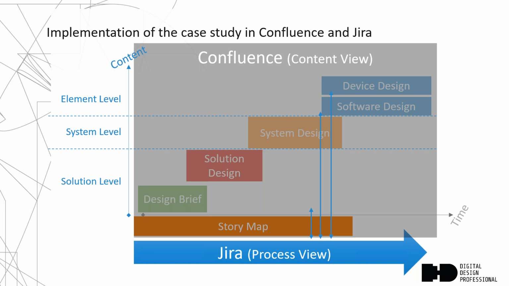Here we have the mapping, where we use the capability of Confluence and Jira to have links in between, to say, okay, this part of the element design is used or is described by a certain user story in Jira, and here you will be able to track all these things.